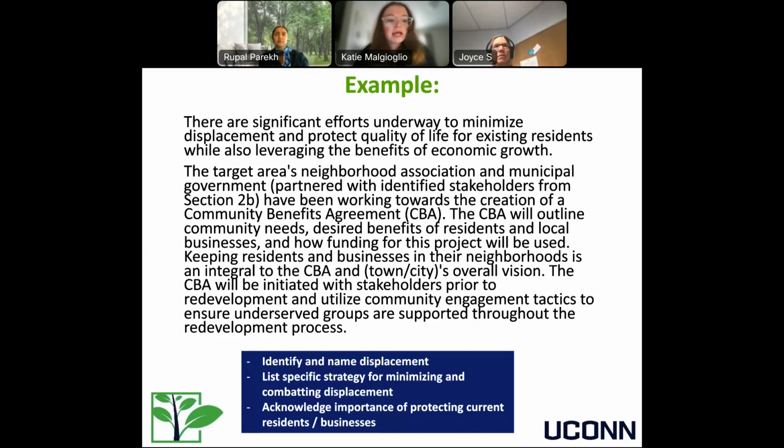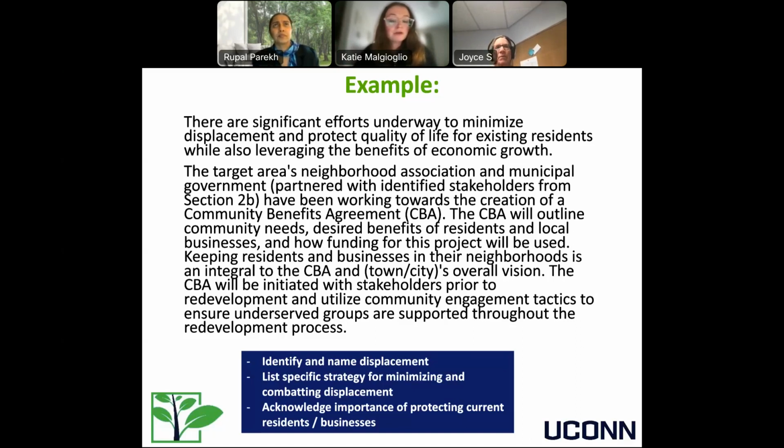And it's okay to not know what displacement might look like or how it might occur, but preparing, planning, and implementing strategies to measure and minimize displacement is really what the EPA is looking for. And just even identifying and naming displacement on the grant. I've read through so many grants where the word displacement isn't even on there. So just having it there will really put you ahead of the game, I think.